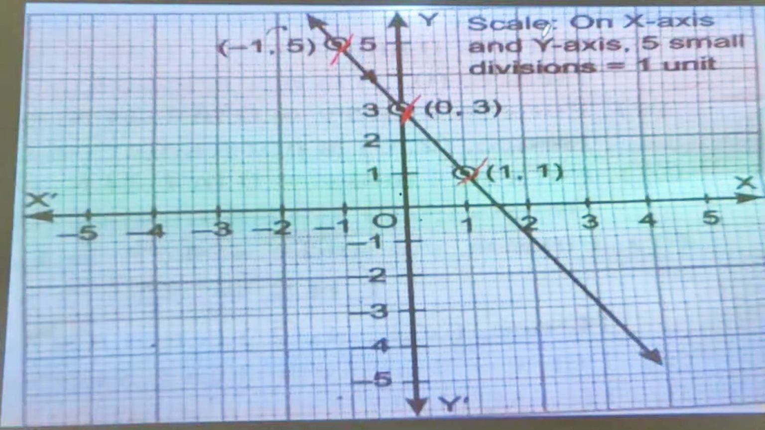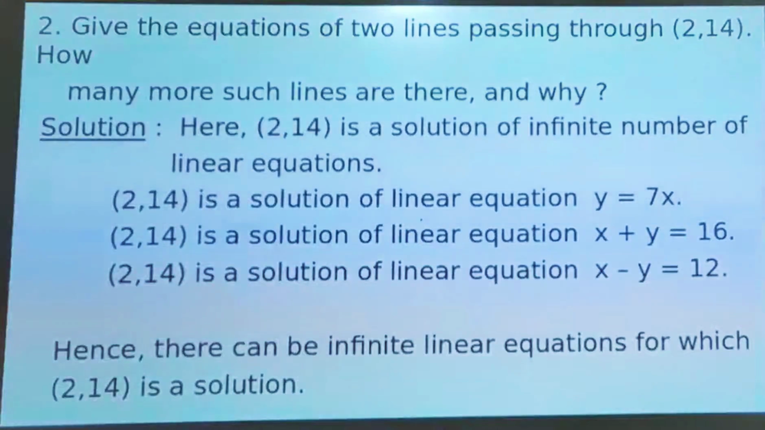After plotting the points, we join the points and we can see again we get a straight line. So the graph of each and every linear equation in two variables is a straight line. Now next question number 2. Give the equations of two lines passing through (2, 14). How many more such lines are there and why?